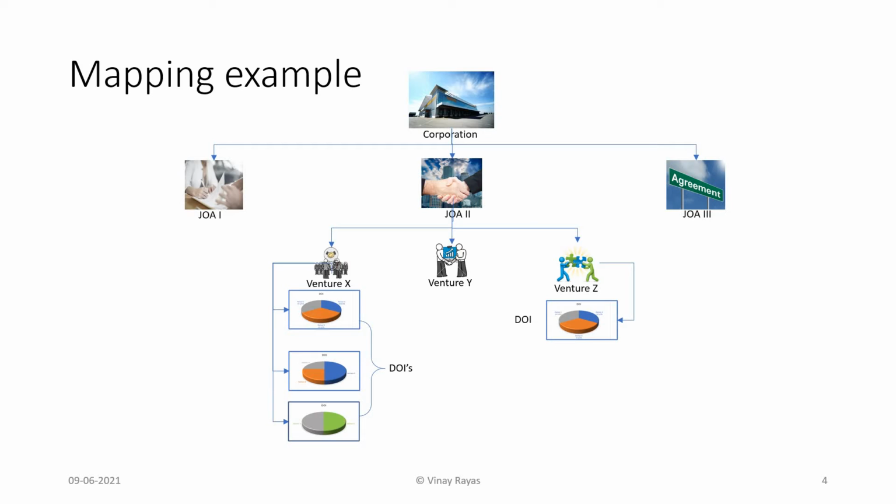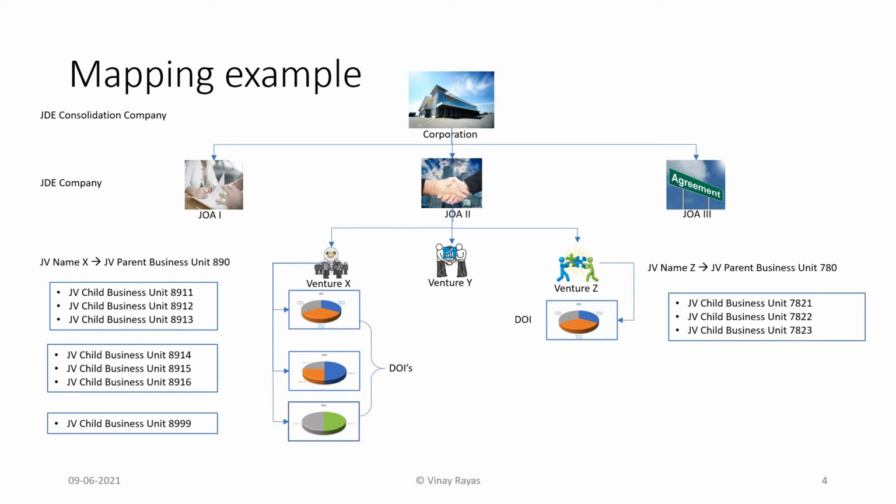As such, for mapping purposes, a consolidation company is defined at the corporation level, followed by one JDE company for each JOA. Next, for each JOA JDE company, JV master records are created along with JV parent business unit. Next up, JDE JV child business units are defined, making sure that each child business unit record is assigned a correct JV parent business unit.